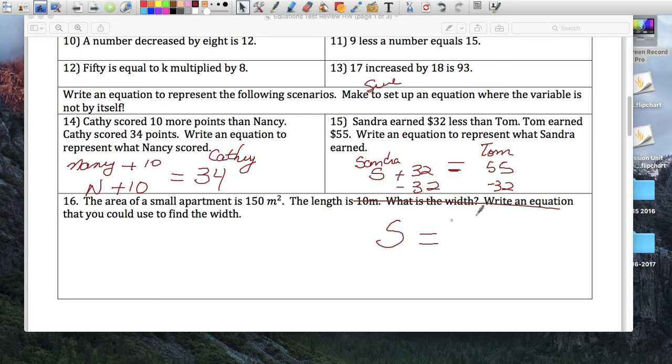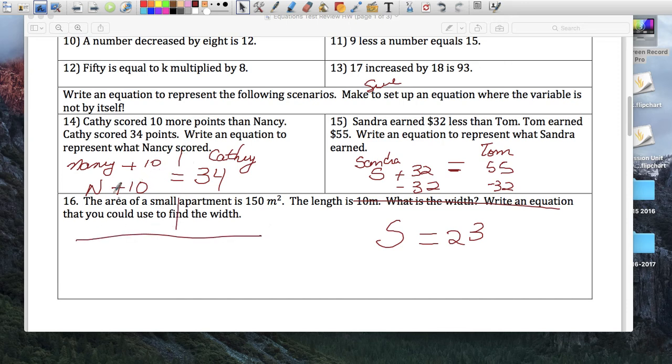And Sandra earned how much? 5 minus 2 is 3. 5 minus 3 is 2. So 23. Does that make sense? Sandra earned $23. Is that $32 less than Tom at 55? Yes, it is.